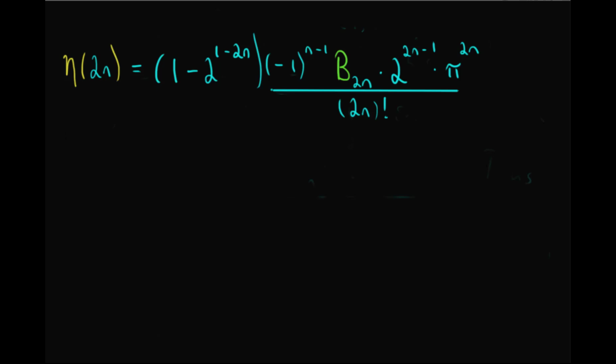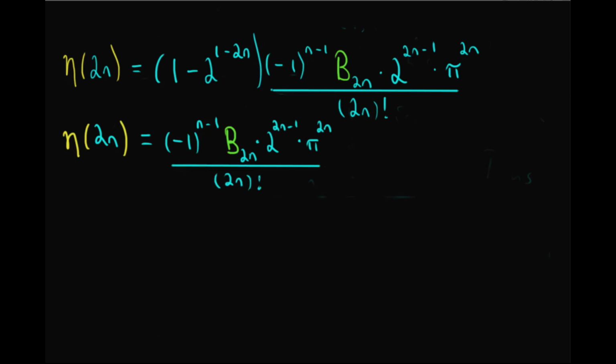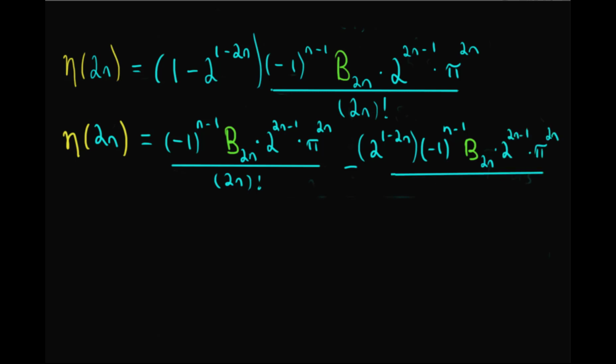So then when I do this multiplication, I get eta of 2n equals, well, first 1 times this product, so negative 1 to the n minus 1 times b sub 2n times 2 to the 2n minus 1 times pi to the 2n all over 2n factorial, and then minus 2 to the 1 minus 2n times this product again, times negative 1 to the n minus 1 times b sub 2n times 2 to the 2n minus 1 times pi to the 2n all over 2n factorial.